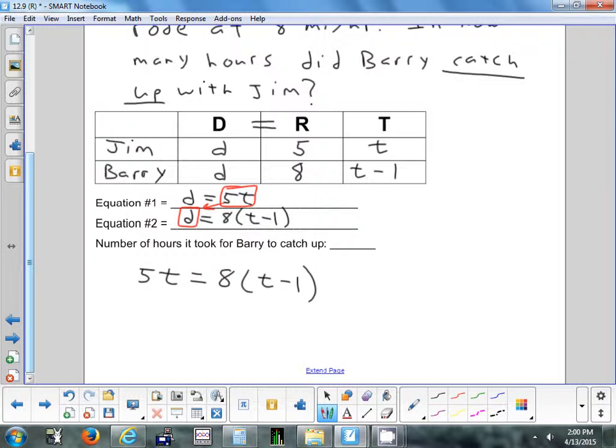Okay, what's my next step? Katie, what's my next step? That's okay. Distribute the 8. Good. I'm trying to get out of it. She got it. Okay, Travis, what happens on the left for now? What stays? What are you bringing down? The 5t.